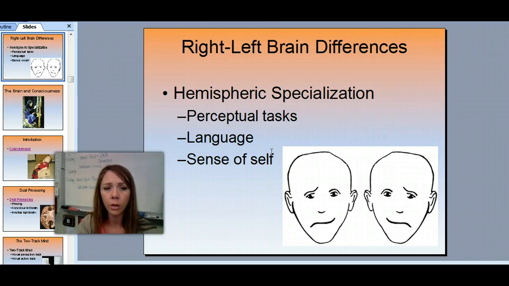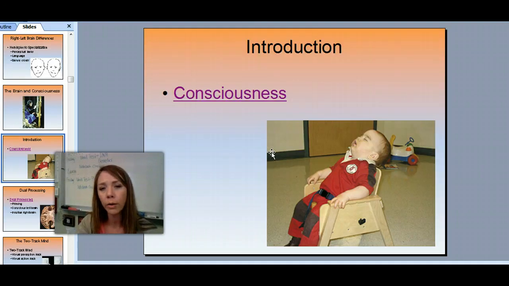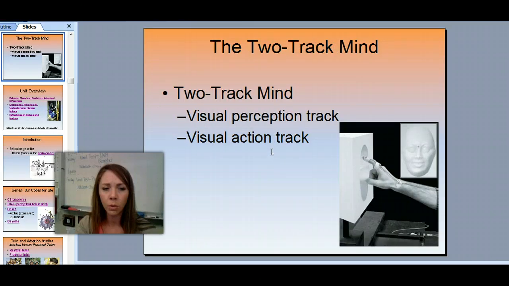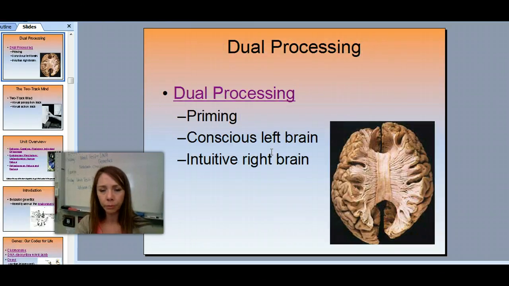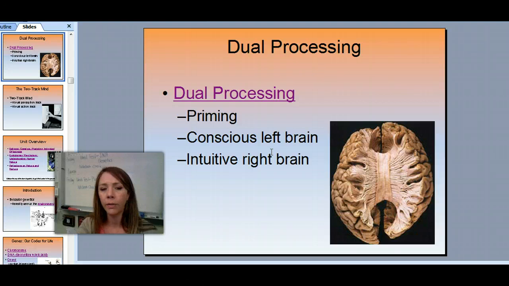Some research goes along with those. Your brain and consciousness then, we'll talk about this. Consciousness is just your awareness, right? So your brain being aware of what's going on. The process of dual processing and the two-track mind, I'm going to go back and forth between this real quick. Dual processing is when you're constantly taking things in and then bringing things out, right? If you're driving, you're constantly bringing sensory information in and then putting it back out or acting on it. The two-track model has to do with perceptual task and action task. So two-track mind means that those things are going on at the same time. Dual processing, two-track mind, very similar.